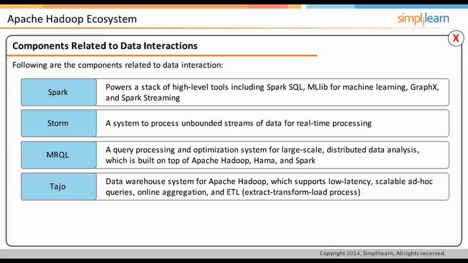We will now focus on some more components related to data interactions. They are as follows. Spark powers a stack of high-level tools including Spark SQL, MLlib for machine learning, GraphX, and Spark streaming. Storm is a system to process unbounded streams of data for real-time processing. MRQL is a query processing and optimization system for large-scale distributed data analysis built on top of Apache Hadoop, Hama, and Spark. Tajo is a data warehouse system for Apache Hadoop which supports low-latency, scalable ad hoc queries, online aggregation, and extract transform load process, or ETL.